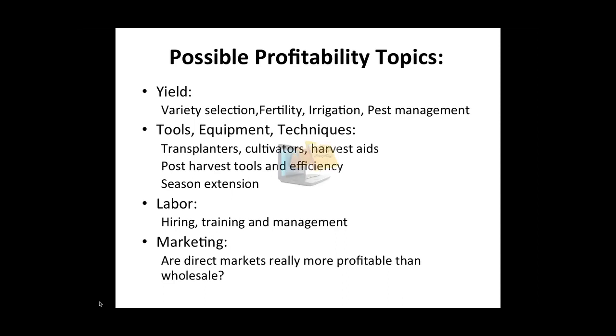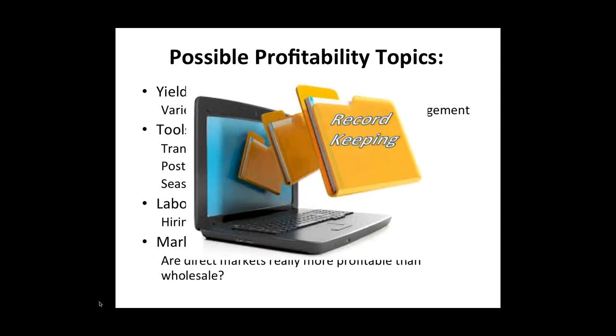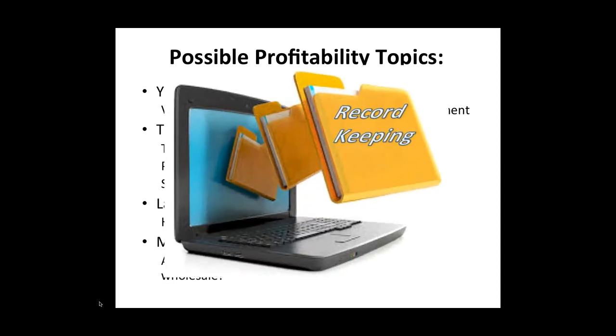But today's topic is a little bit less sexy than those topics, and not much work has been done on it. But I think it's really important, especially for diversified vegetable growers who are growing so many different crops and selling in so many different ways, and that's record keeping. The only way to truly know whether you're profitable is to be keeping records, monitoring those records, analyzing them, and making changes.